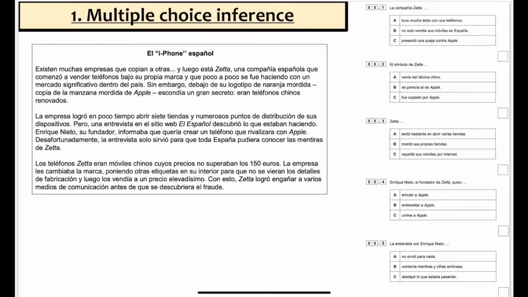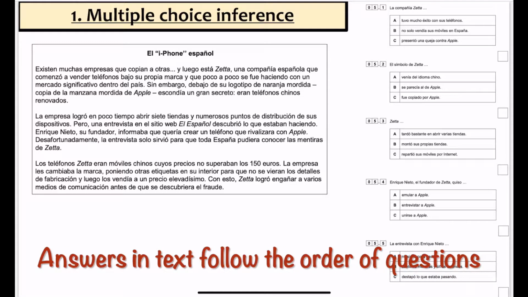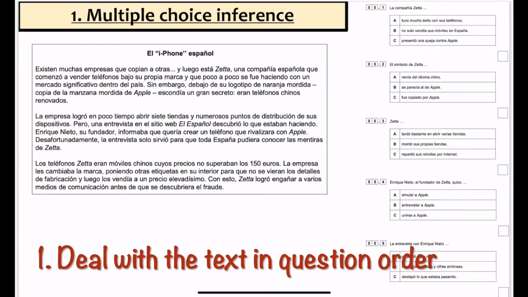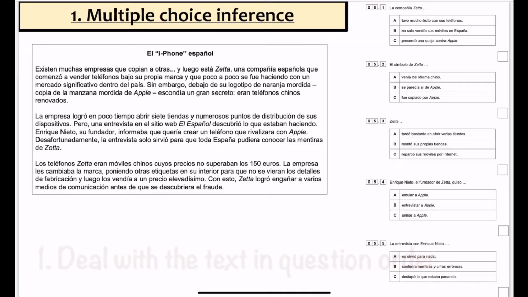One thing to know about the A-level reading paper is that the questions, so 5.1, 5.2, 5.3, the answers, when you find them in the text, follow that order. So the answer for 5.1 will come before the answer for 5.2 in the text, and the same with 5.2 will come before 5.3 in the text. So what I would do first of all is take it question by question.